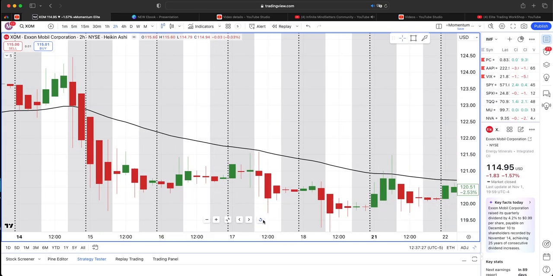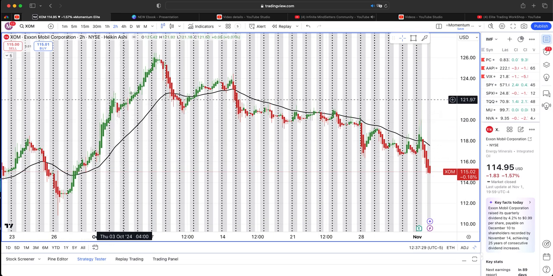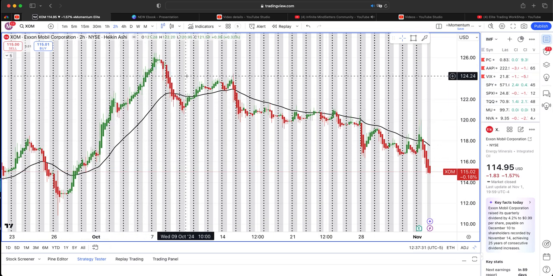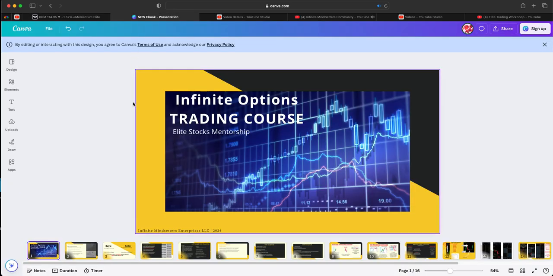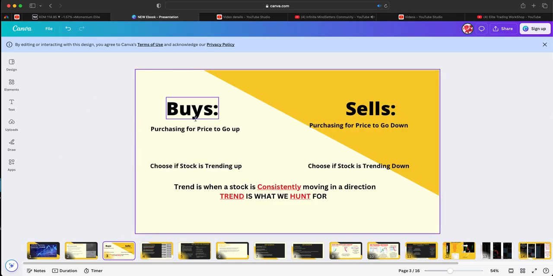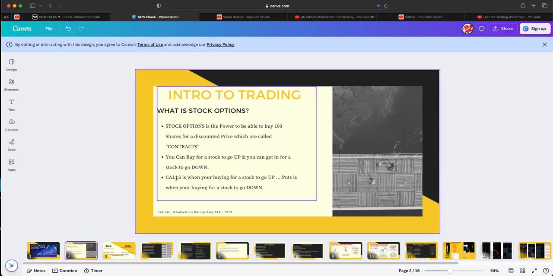And the only way you make money is if the stock goes up. In stock options, you can make money when the stock goes up and when the stock goes down with these Heikin Ashi candles. When they're buying for it to go up, that's called calls, right? You have calls is when you're buying for a stock to go up. Puts is when you're buying for a stock to go down.